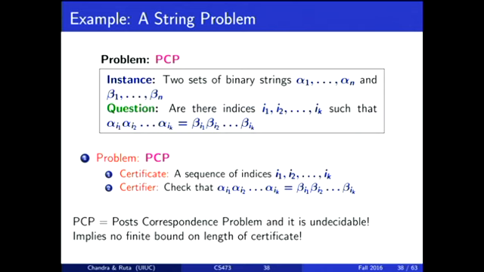So that is the second part of NP that you have to be careful about, okay? It's not enough that there is an efficient certifier. The length of the proof also has to be polynomial in the input length. Okay?